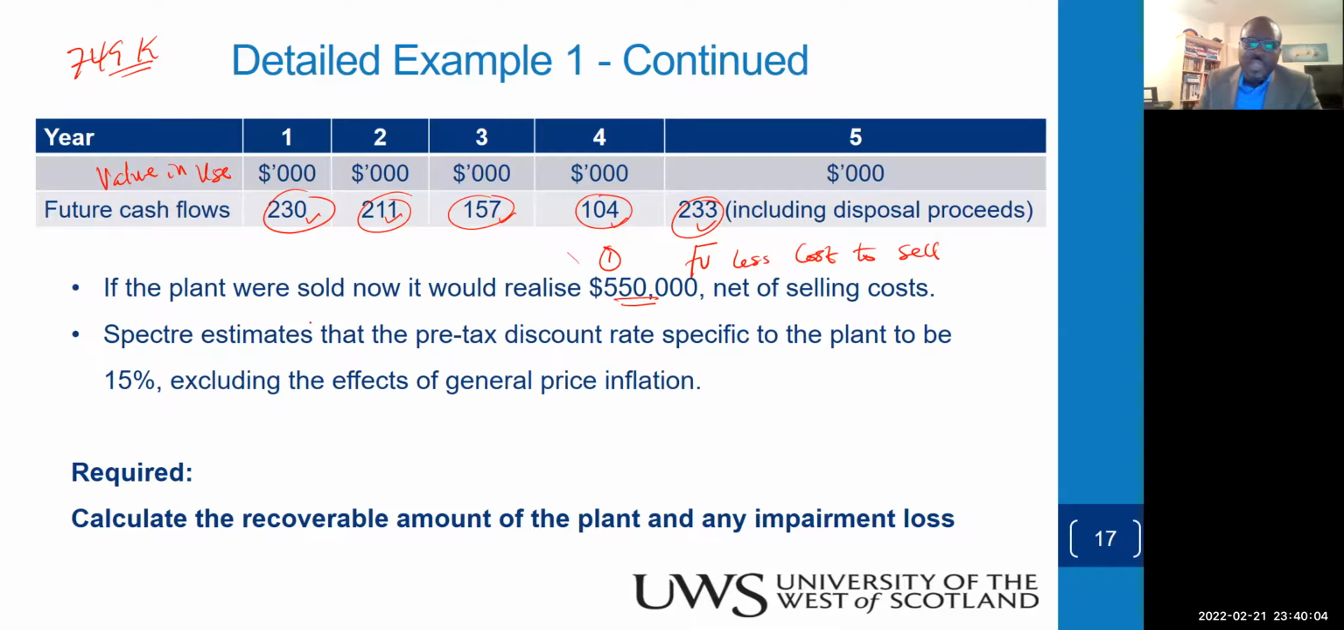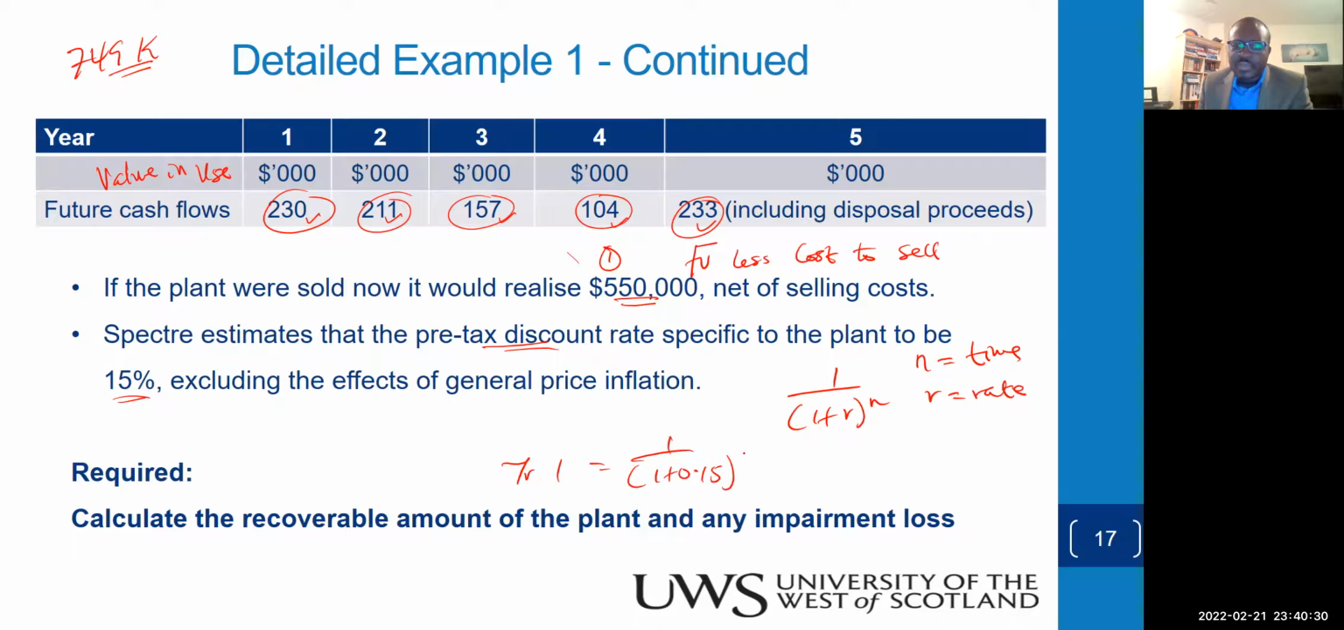All right. We are told that Spectre estimates the pre-tax discount rate to be 15%. So for your discount factor per each year, we need to find 1 over what? 1 plus the rate to the power n. N is the time, and r is the rate. So for year 1, it will simply be 1 over 1 plus 0.15 to the power 1. It gives you a certain answer.